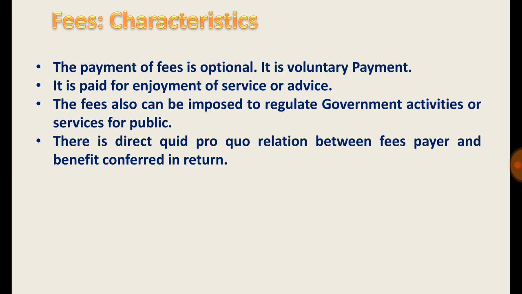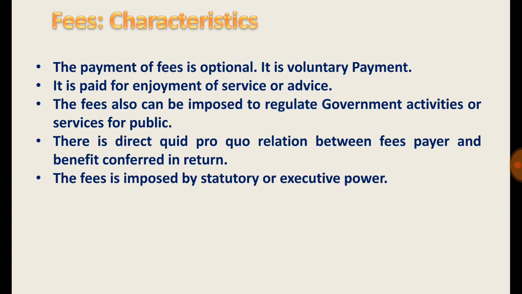For example, if you pay exam fees for university, then you are allowed to appear for the examination. It is the duty of the university to conduct your examination, to evaluate the paper you have written, the examination you have appeared in, and to declare the results. So these services they are going to provide. So this is a direct quid pro quo relation between fees payment and the benefit you get.